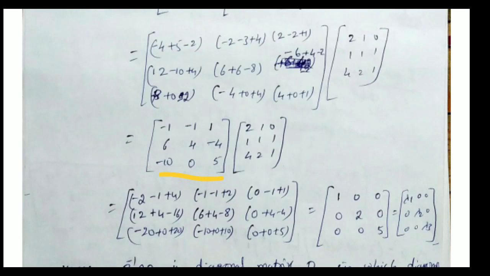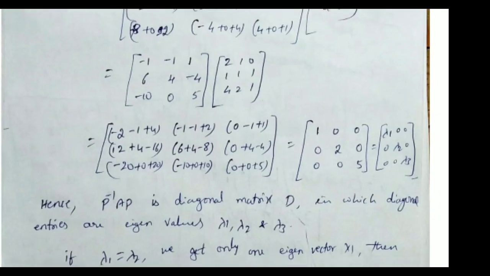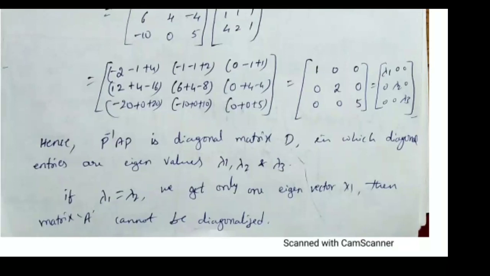You multiply this P inverse A with P. In the same way, you multiply the first row with the first column to get the first element of the matrix, and so on. After the simplification, we have obtained the diagonalized matrix as 1 0 0, 0 2 0, 0 0 5. You can see that the elements are present only in the diagonal of the matrix. These diagonal elements can be represented as lambda 1, lambda 2, lambda 3, where lambda 1 is equal to 1, lambda 2 is equal to 2, and lambda 3 is equal to 5.